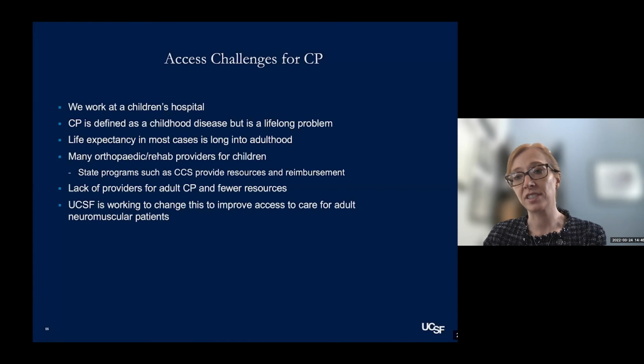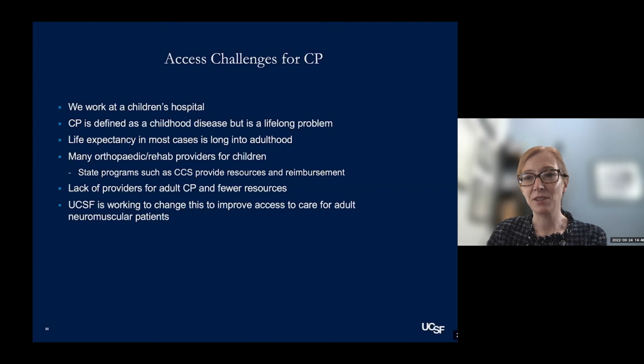And then, I'm wrapping up right now, but just a final word on access challenges for CP. This is another area that we're working on trying to improve. We work at a children's hospital. Cerebral palsy is defined as a childhood disease, but is a lifelong problem. And life expectancy in most cases is long into adulthood. And so we really need to find more orthopedic and rehab providers for children who grow up and become adults.